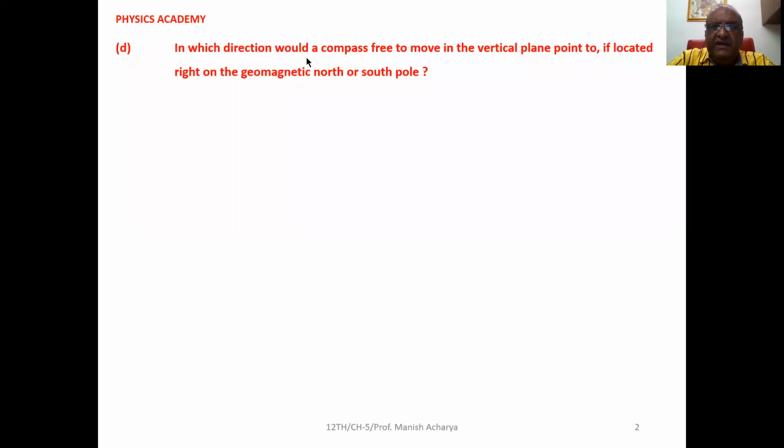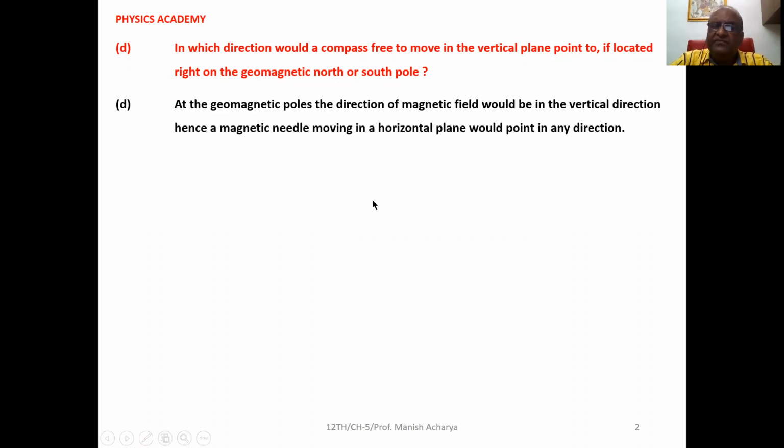D, in which direction would a compass free to move in the vertical plane point to if located right on the geomagnetic north or south pole? So at north or south pole, the magnetic field direction is vertical. And now if you place a needle, then it will be stable in any direction, because vertically, upward or downward, in all the directions, the magnetic field lines are present.